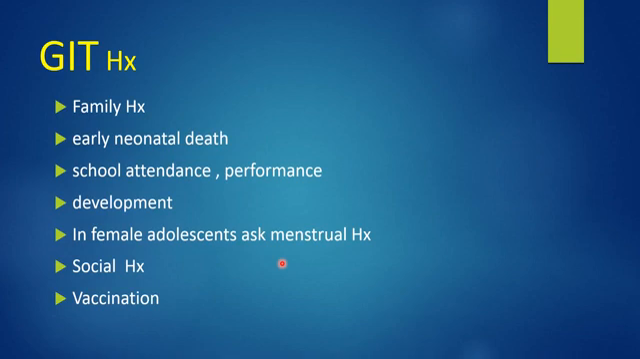Vaccination is important in some diseases, as in diarrhea due to rotavirus. We can see if the patient took the rotavirus vaccine. If the patient has jaundice or liver disease and we think of viral hepatitis, especially B, we can ask about the history of vaccination, especially against hepatitis B.